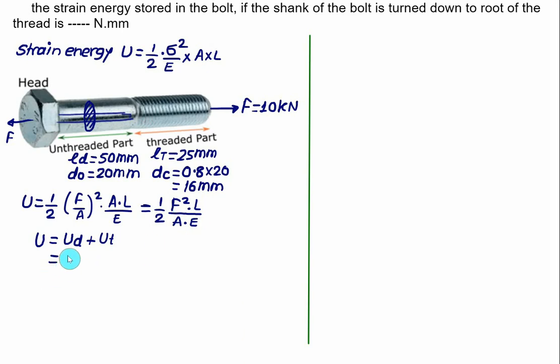So we can take 1 by 2 common, F square taken common, divided by Young's modulus, which can also be taken common, and in the bracket we are left with L. First you have to write down the length of the unthreaded portion divided by the area of the unthreaded portion, plus the length of the threaded portion divided by the area of the threaded portion. Area we can write as pi by 4 into d square. So we have 1 by 2.